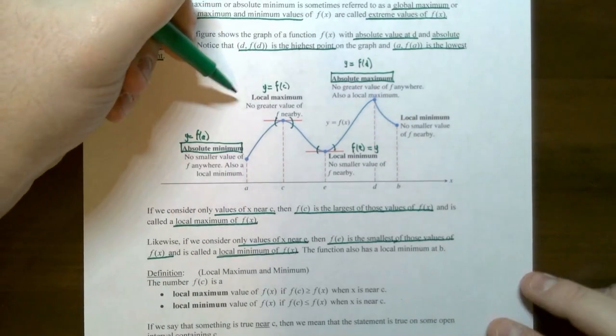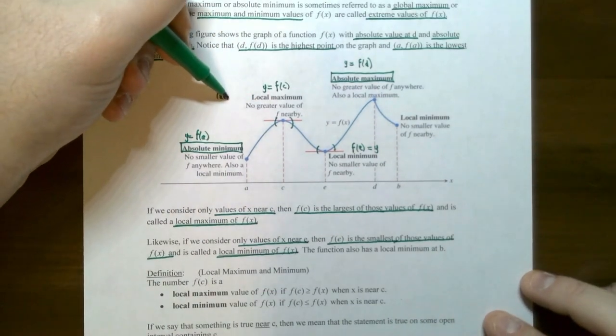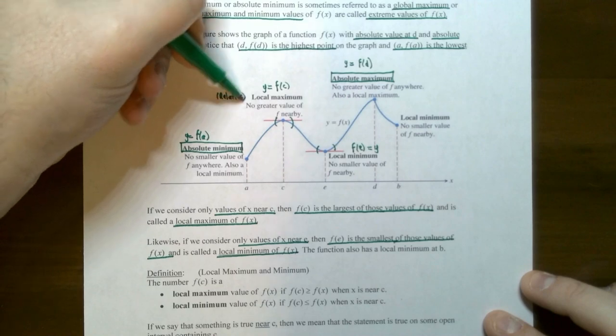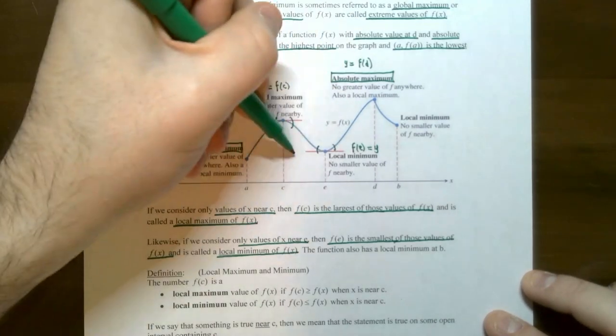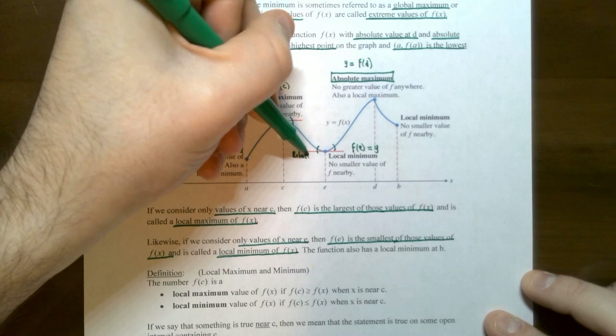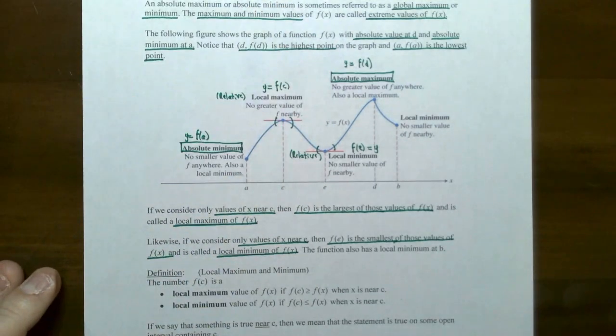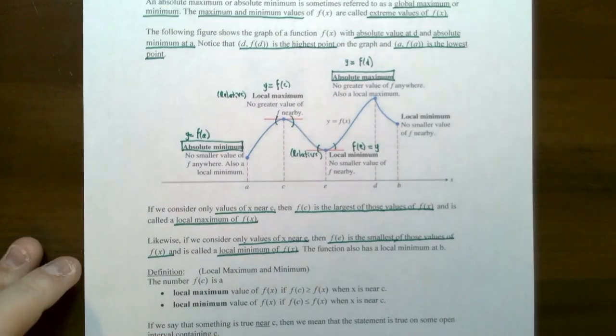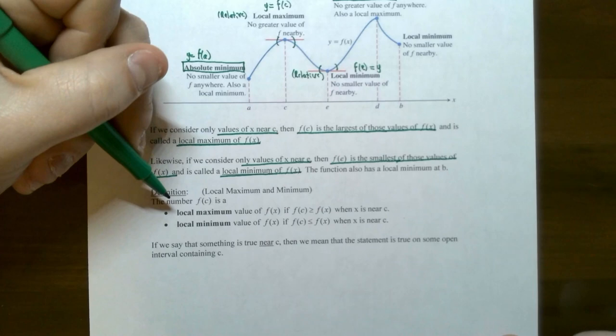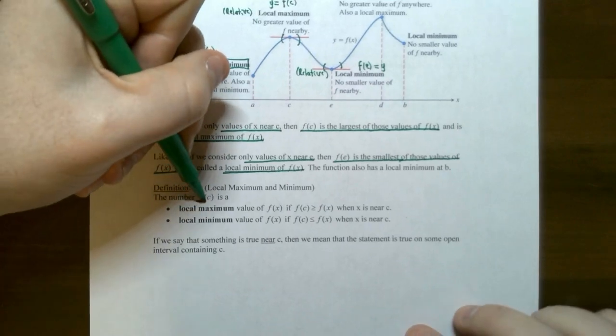Sometimes people refer to local as relative maximum or relative minimum. So be on the lookout. Local or relative mean the same thing. So the definition of a local max or local min, it's still the y value.